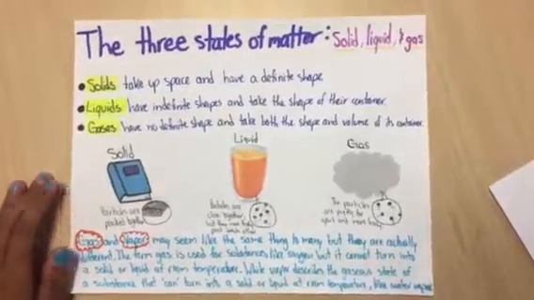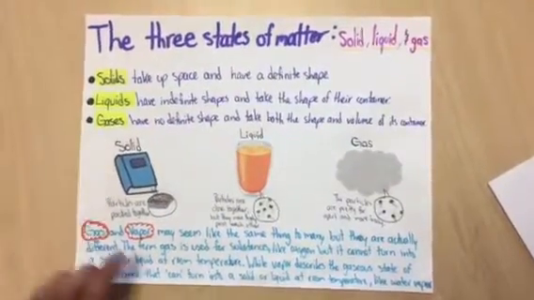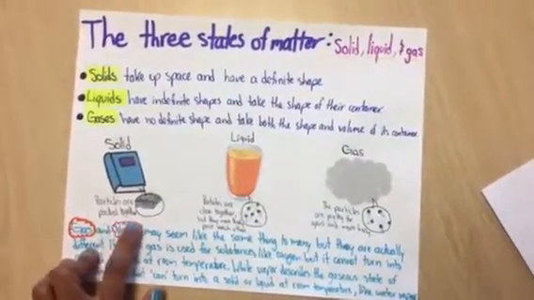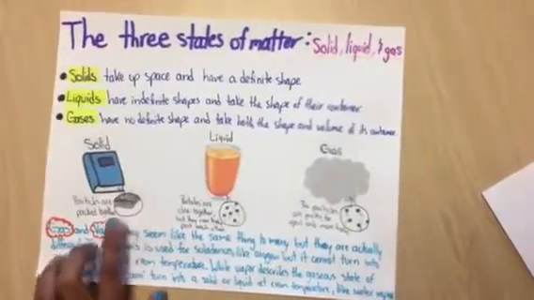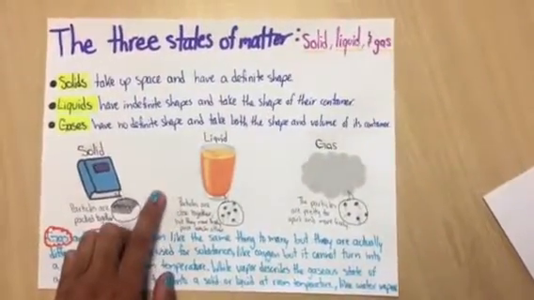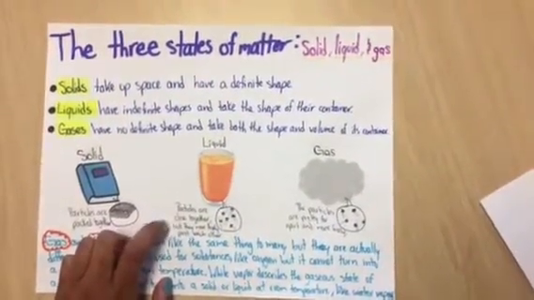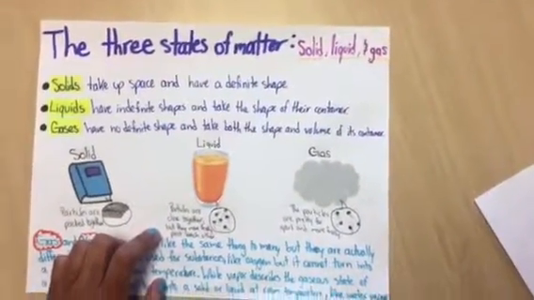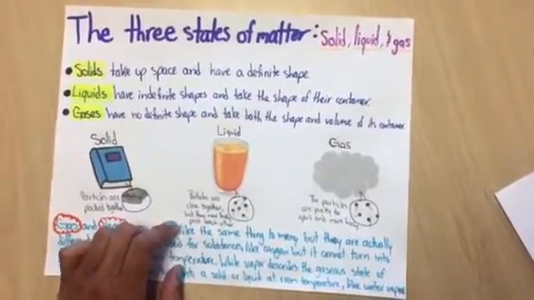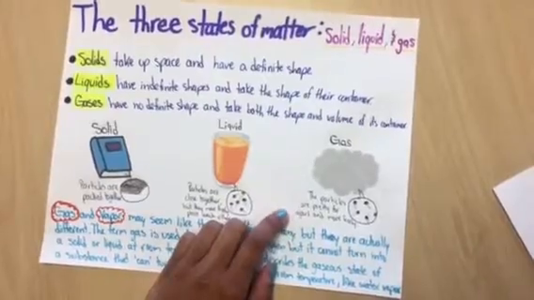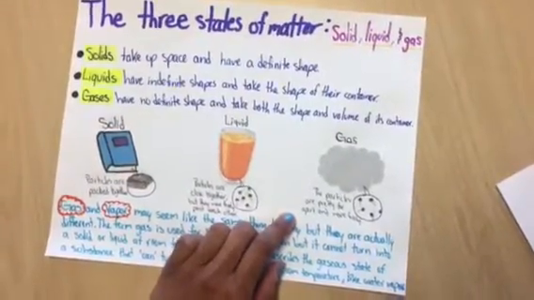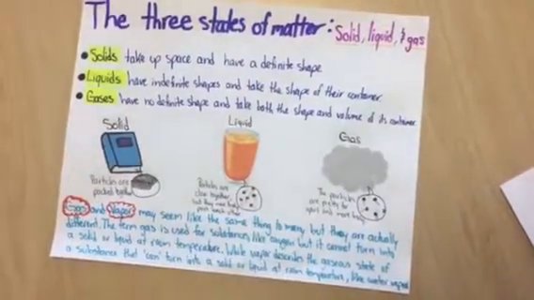An example of a solid would be a book, in which the particles are packed together. In a liquid, particles are close together, but they move freely past each other. And in a gas, the particles are pretty far apart and move freely.